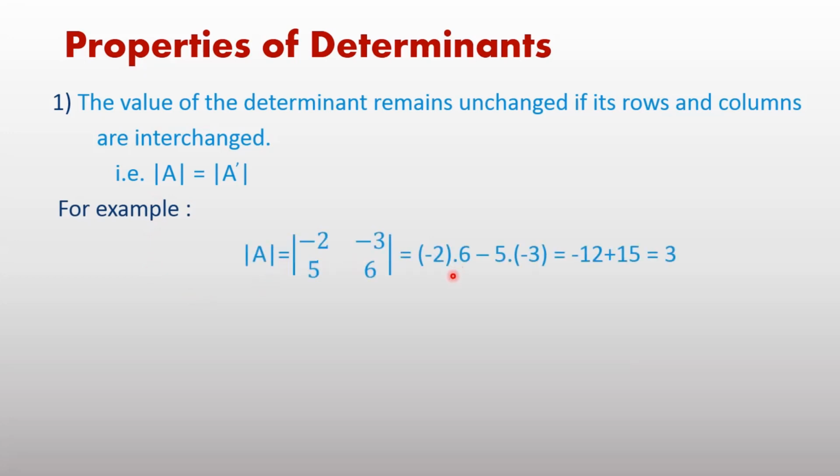The determinant of A is given here. If we interchange its rows and columns, the first row is written as the first column and the second row as the second column. Calculate, and again you will get the same value. First property, remember: if we interchange rows and columns, the value of the determinant remains the same.